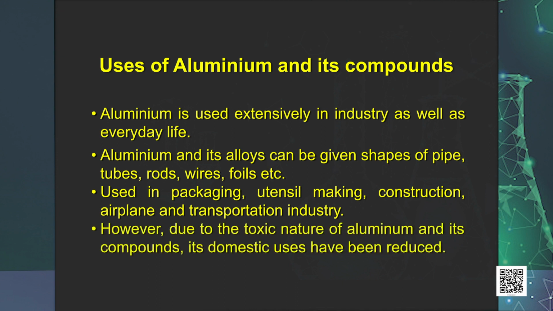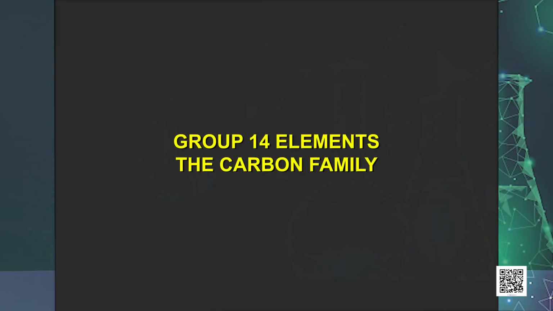However, due to the toxic nature of aluminium and its compounds, its domestic uses have been reduced. That is all we need to learn in class 11th for group 13. Next to this, we may start with group 14 elements, also known as the carbon family. Members of group 14 include carbon, silicon, germanium, tin, lead and flerovium.